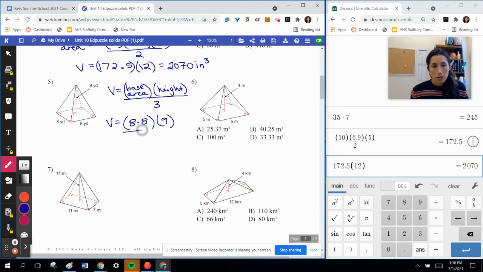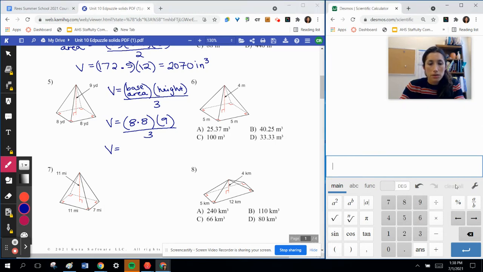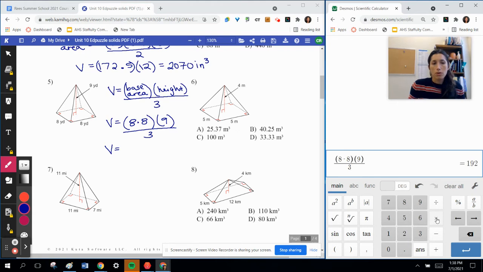And that's all going to be divided by 3. So our volume will simplify to, let me clear all of these. We've got 8 times 8. If you want to just put 64, that's fine as well. And we're going to multiply that with 9, and we're going to divide that by 3. So our volume for this one here will be 192 yards cubed. Okay, go ahead and find the volume for question number 6.